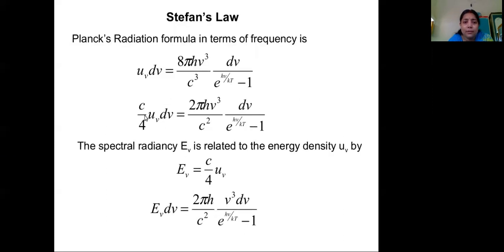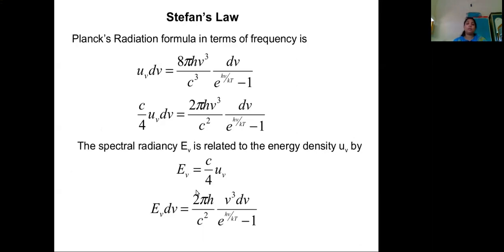So multiply it by c by 4. So 1 c cancels and this 8 comes to 2. So 2 pi h nu cube by c square into d nu by e to the power h nu by kT minus 1, where E nu equals c by 4 into u nu.